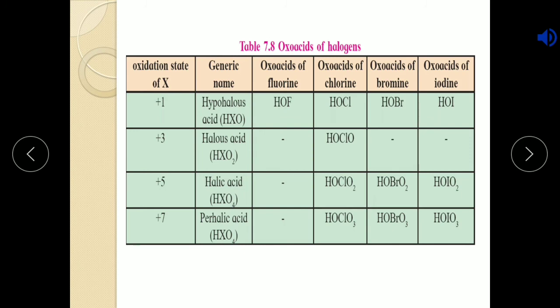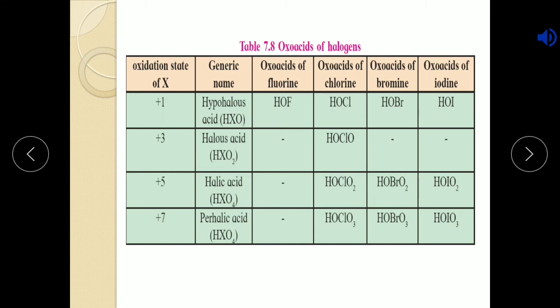Iodine also forms a number of oxoacids. First one is HOI, that is hypoiodous acid, with oxidation state +1. This one is iodic acid with the formula HIO3 and oxidation state +5. HIO4 is periodic acid with oxidation state +7. So if we compare all these oxoacids, as the oxidation state goes on increasing, their acidic strength also goes on increasing in this manner. So this is all about the oxoacids of halogens.